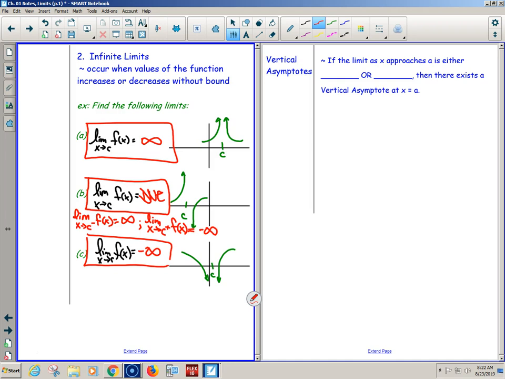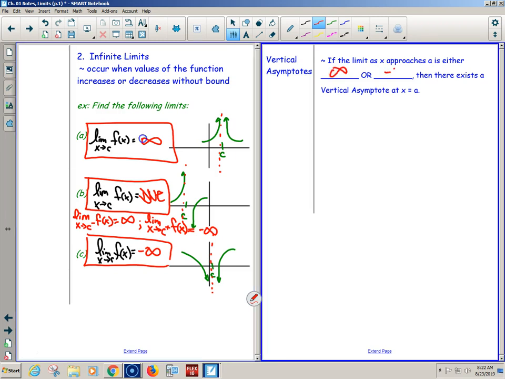If the limit as x approaches a is either one of those, why are vertical asymptotes coming directly after infinite limits? Por qué, por quoi, how come? Because of what they are approaching here. One of those. So how do we know a vertical asymptote? As x approaches a, what's the limit approaching in any of these? Either positive infinity or negative infinity. So if the limit equals positive or negative infinity, there exists a vertical asymptote.